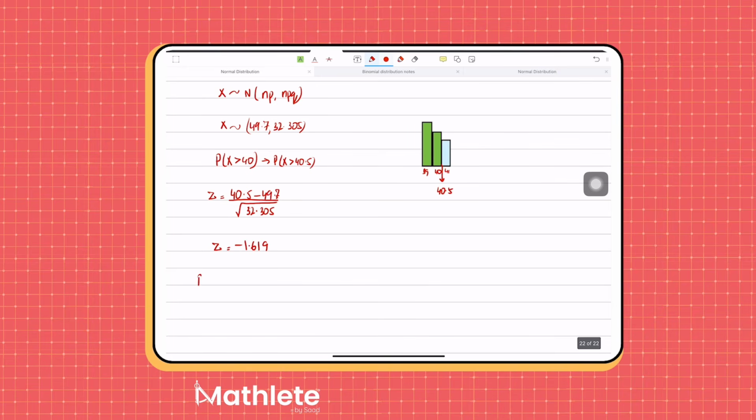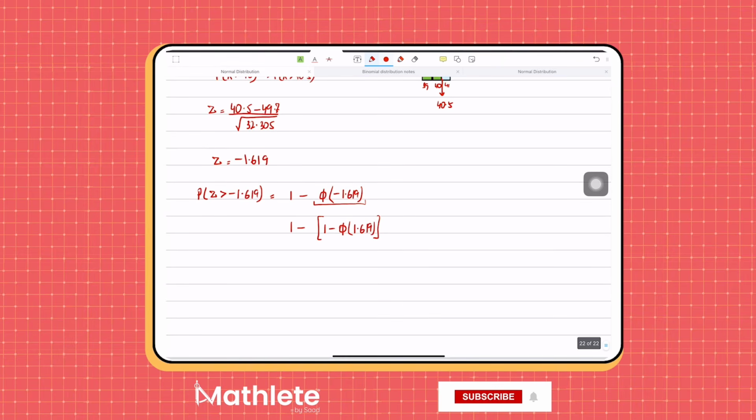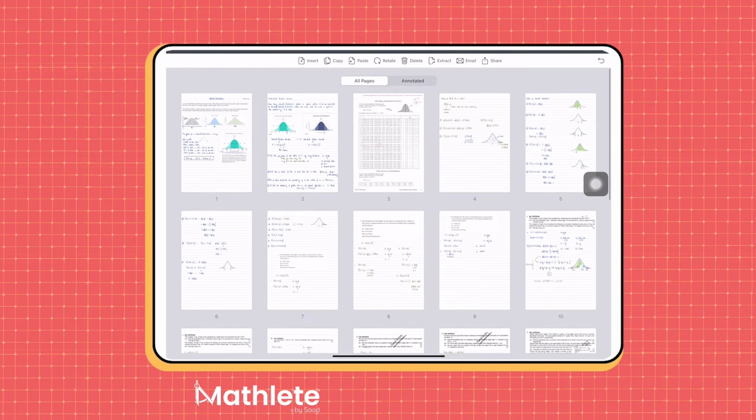Now we have to calculate the probability of the z score being greater than minus 1.619. Which basically means doing 1 minus, remember whenever it's greater than, we do 1 minus phi of minus 1.619, and because it's phi of a negative value, phi of a negative value can be worked out by doing 1 minus phi of the same value but positive. Don't forget the 1 minus. So ultimately we just end up calculating phi of 1.619. Now let's calculate phi of 1.619. Let's see what that is.